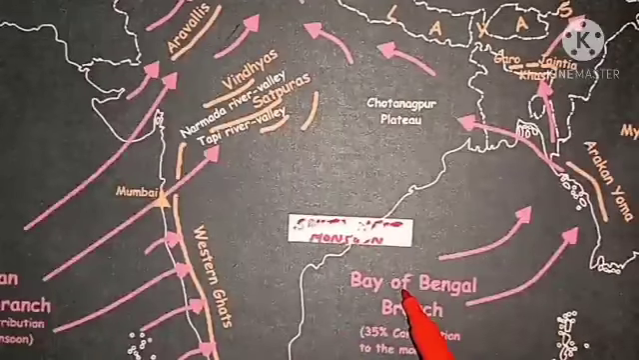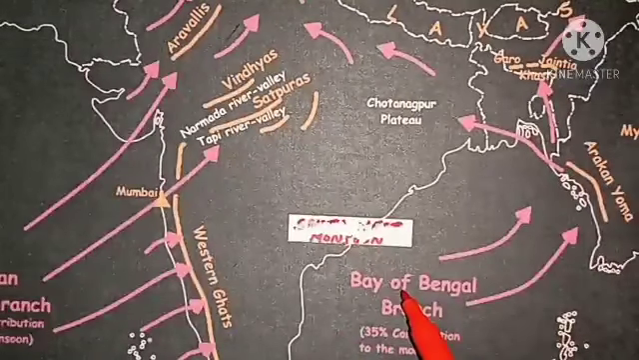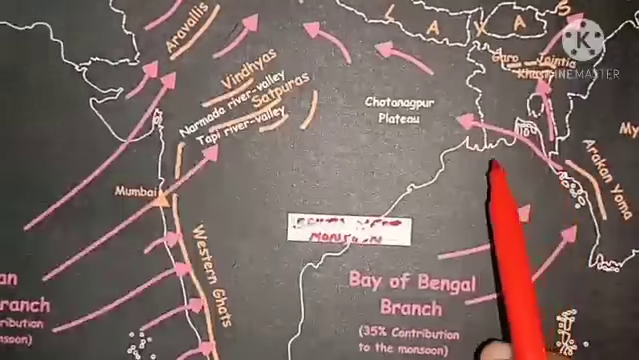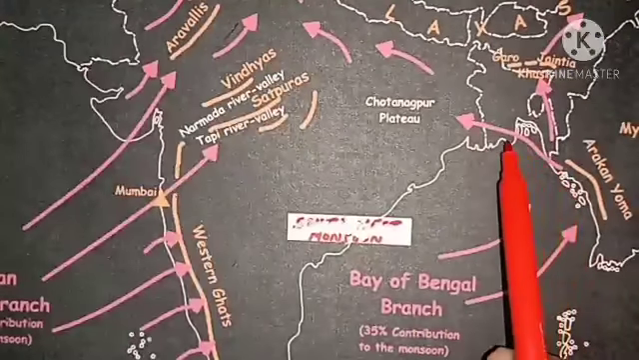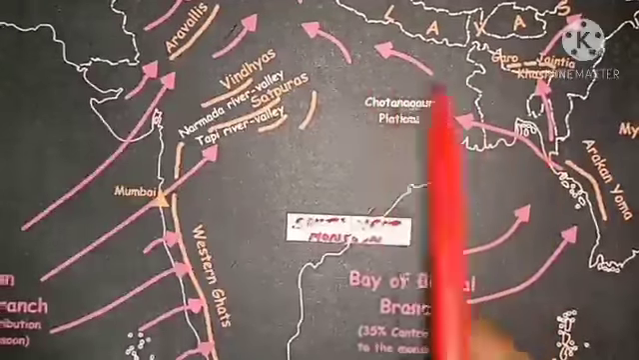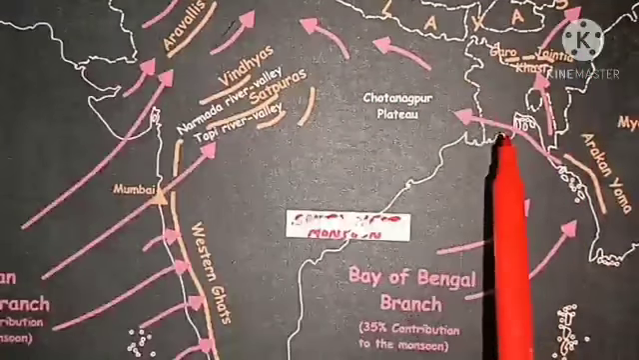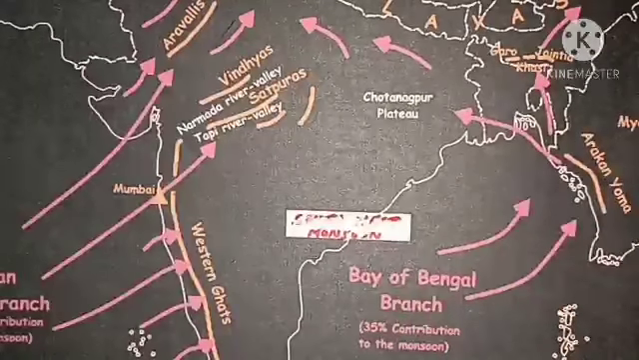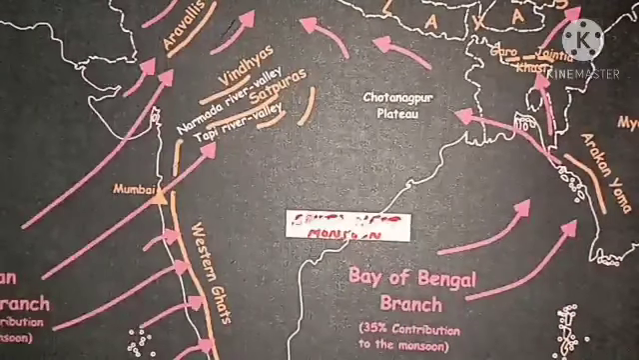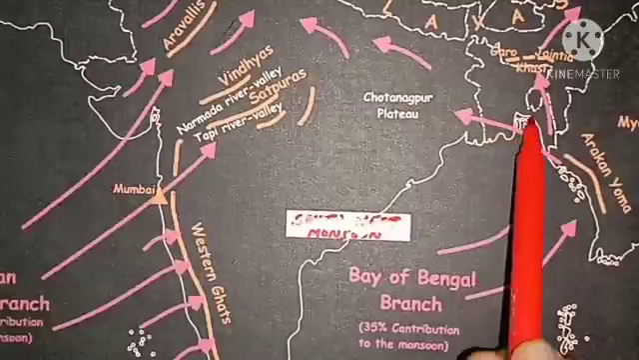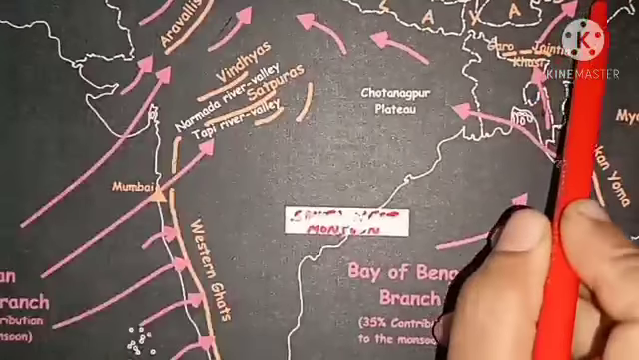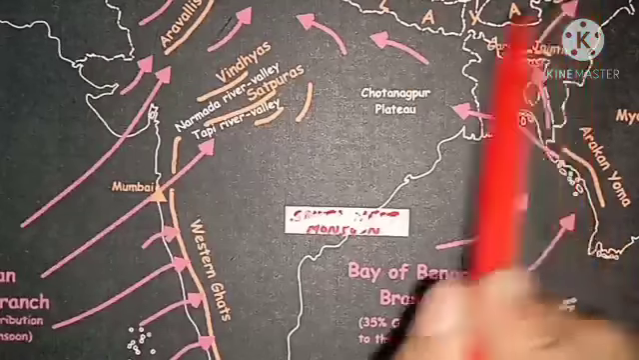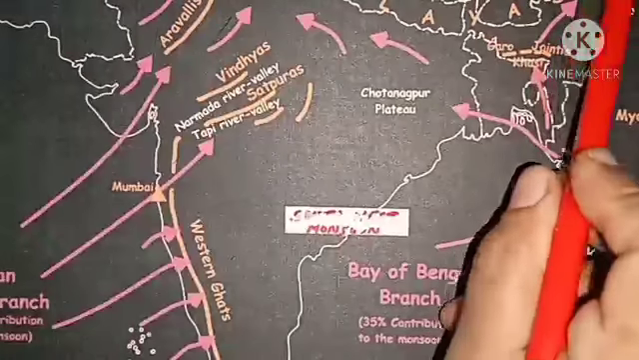Next one is the Bay of Bengal branch. The Bay of Bengal branch moves northwards, and on reaching West Bengal it divides into two. One branch moves to the northeastern states. One branch moves to the northeastern states. It passes through the Brahmaputra Valley. The River Brahmaputra is located very near.